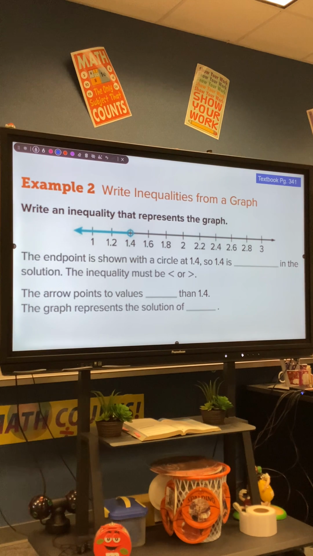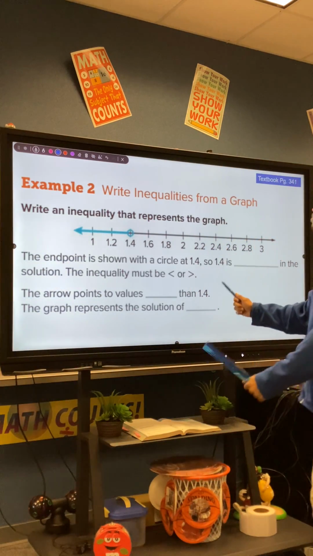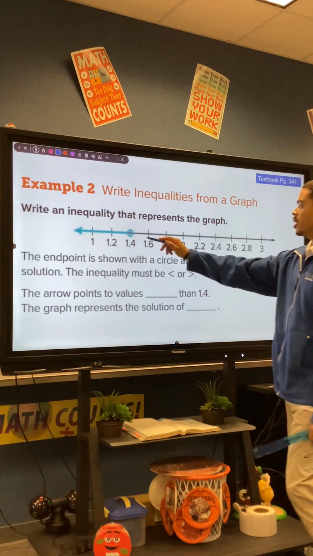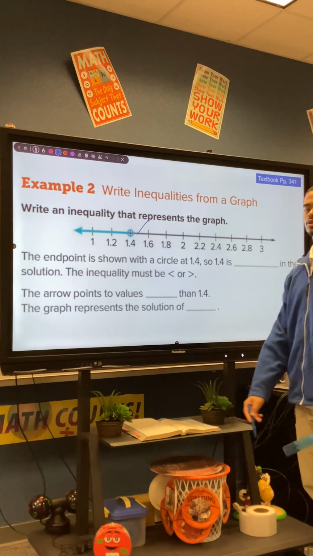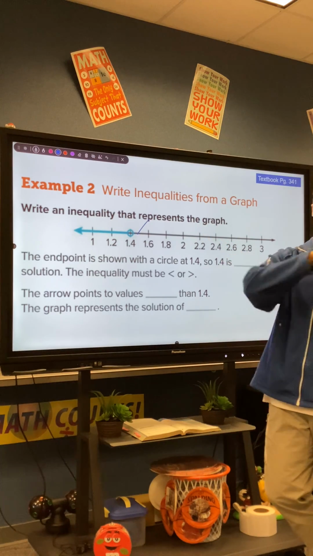Let's see. Saw's gone. Oh, actually, Saw didn't go because Davion took his mark. Saw, how do I write this inequality? Well, what's this inequality? Fill in the blanks for me. The endpoint is shown with a circle at 1.4. So is 1.4 a part of my solution or no? Is 1.4 a solution or no? You're saying yes? Is my circle closed or open? Open, right?